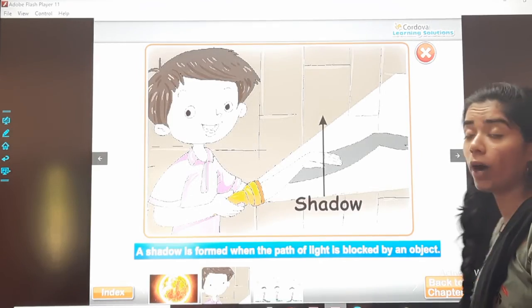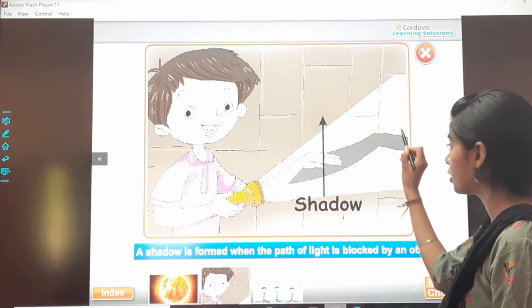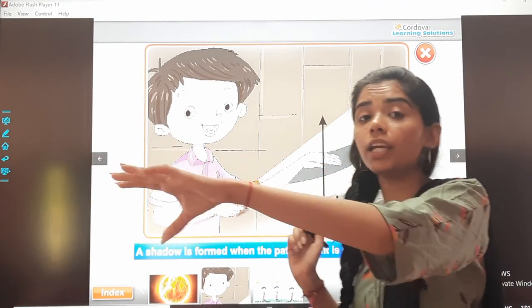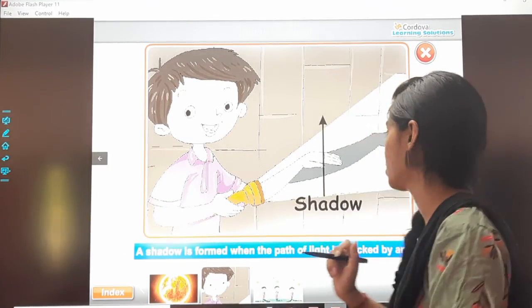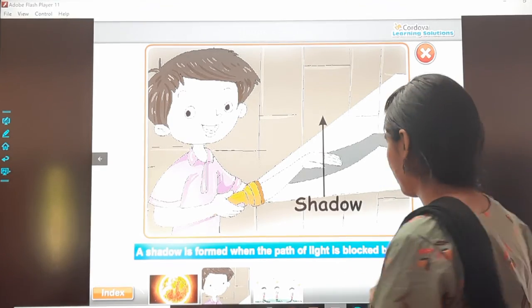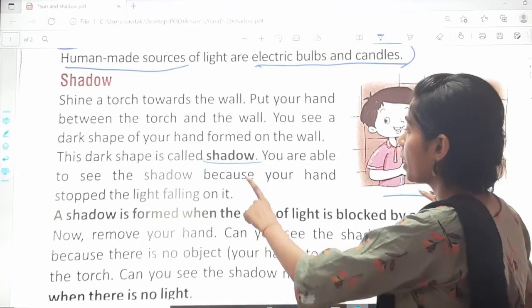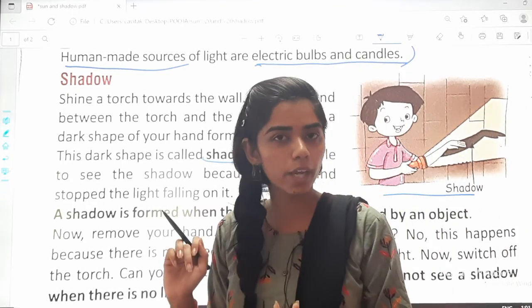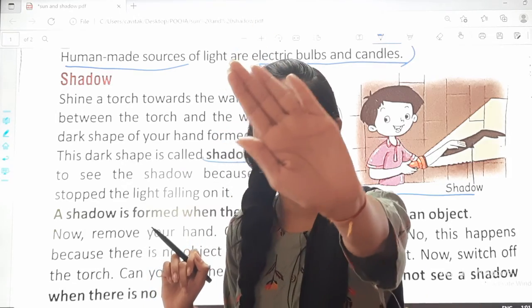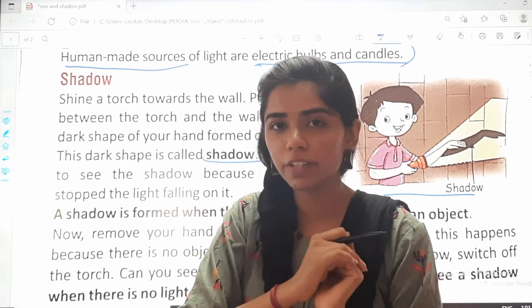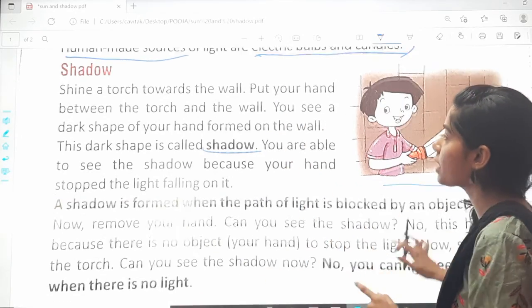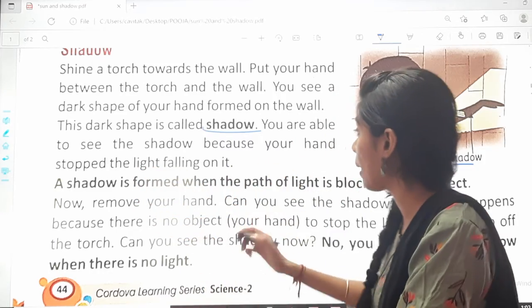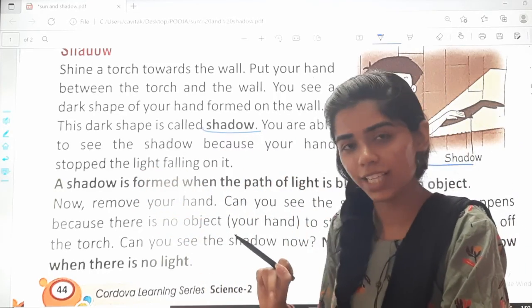See children, why were we able to see the shadow? Why is this shadow visible to us? Because we put our hand in between the light. That is why we are able to see the shadow. You are able to see it because your hand stopped the light. Okay, see, in the same way, if I just put my hand like this, you will not be able to see my face. So in the same way, as soon as we put the hand in front of the light, the shadow was seen.